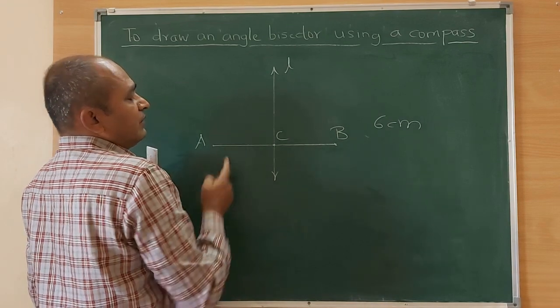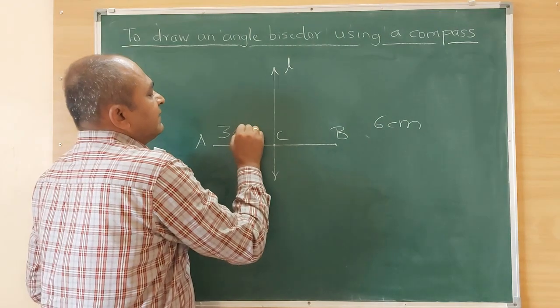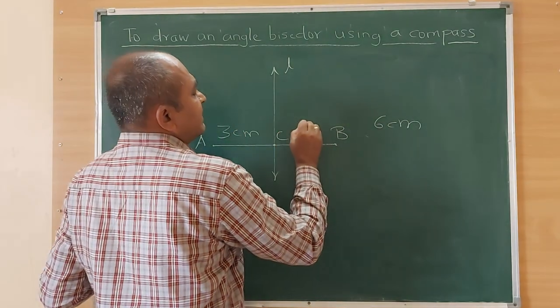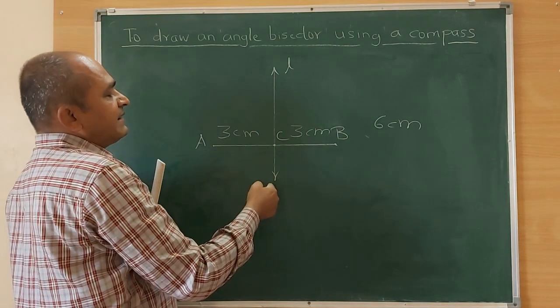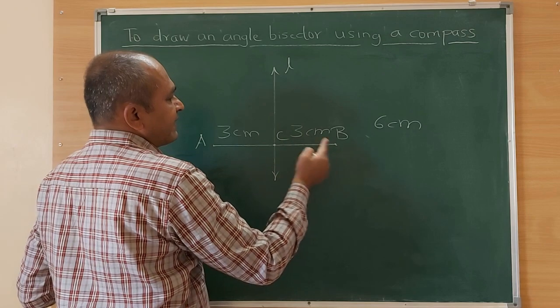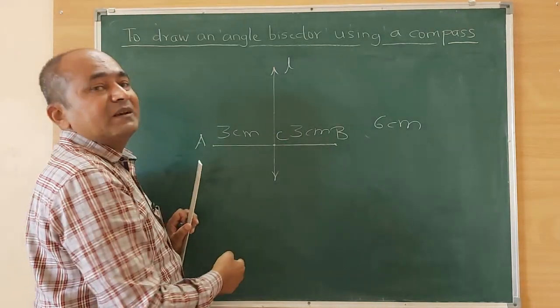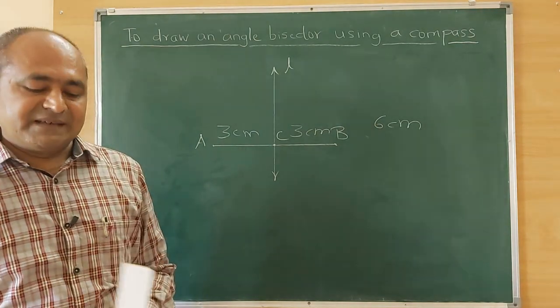So what will be the length of AC? Yes, 3 centimeter, and CB 3 centimeter. So this line L divides this line segment AB into two equal parts. So this line L is called a bisector.